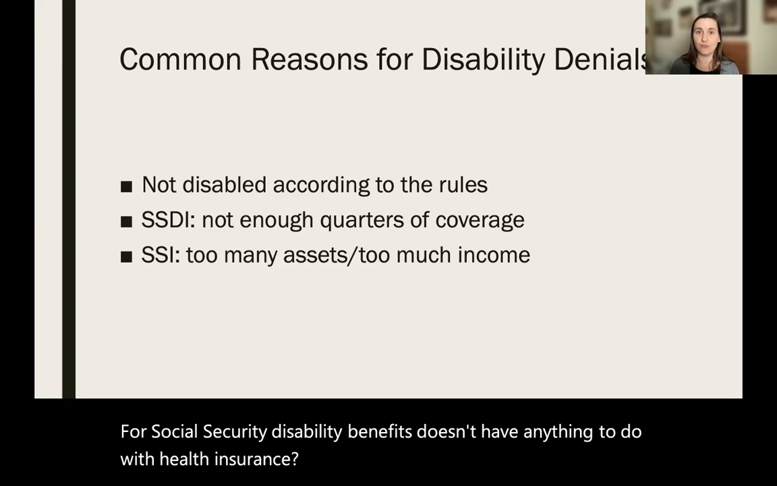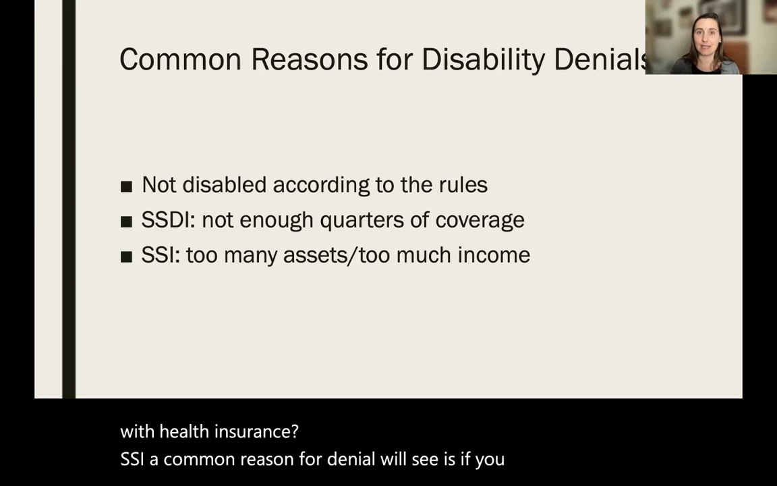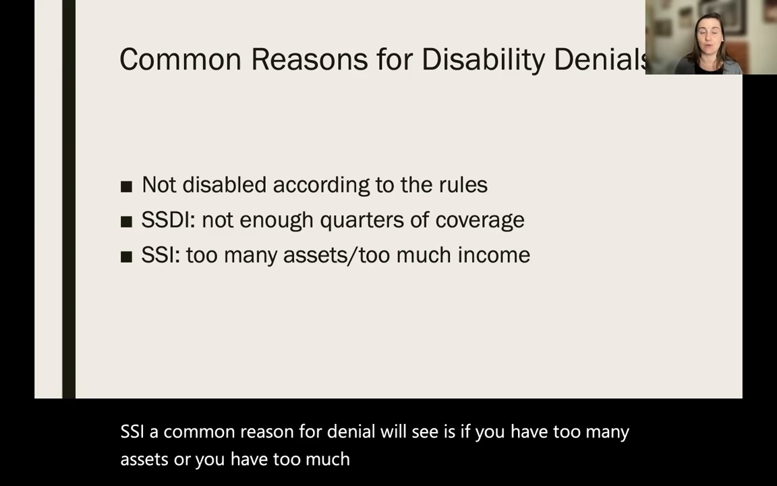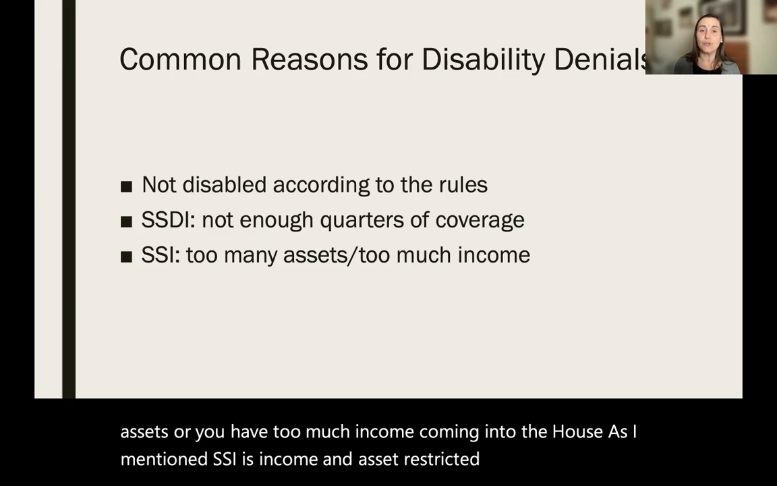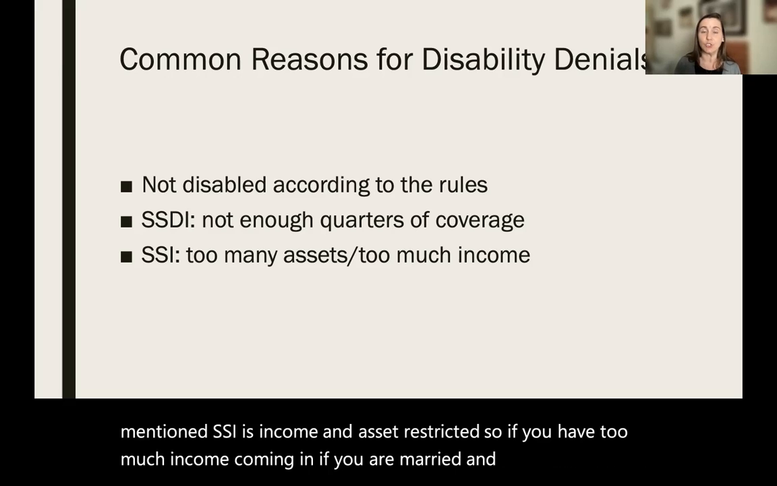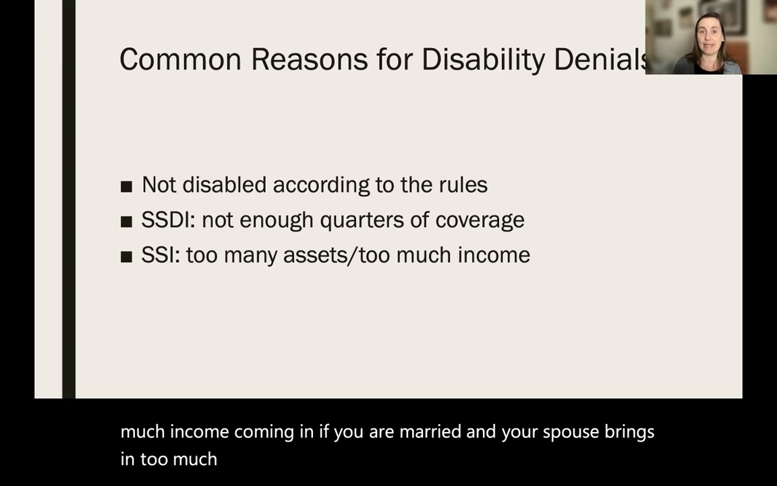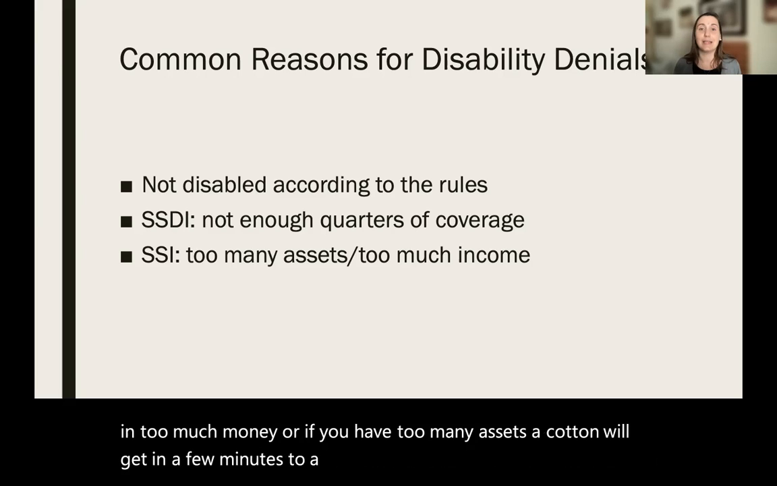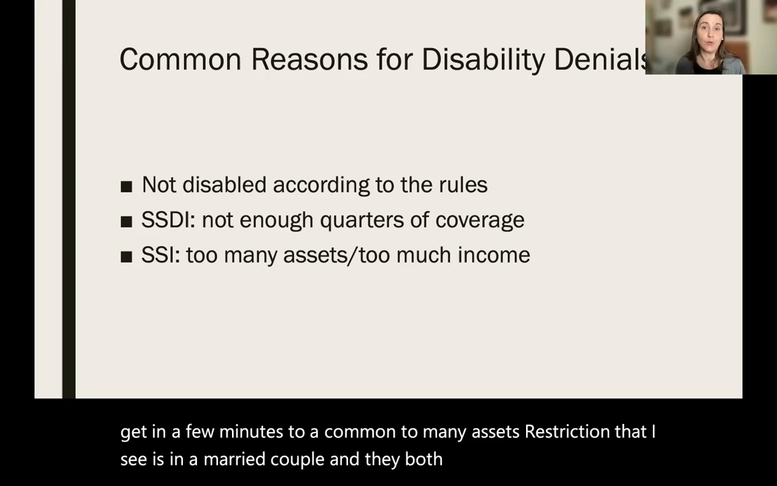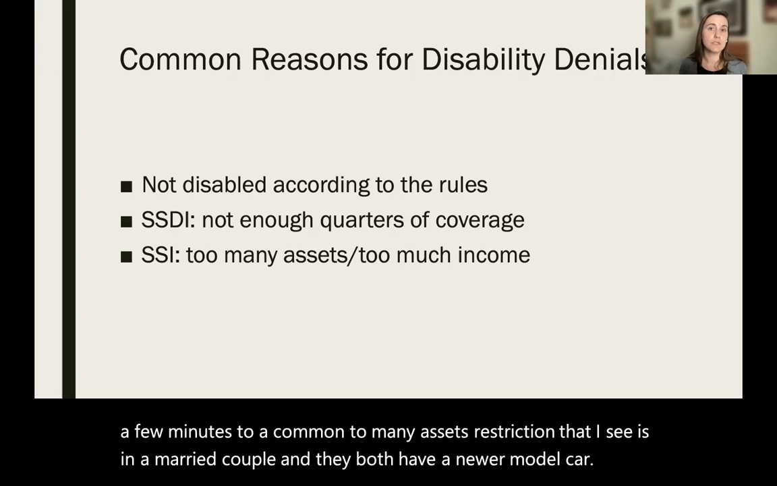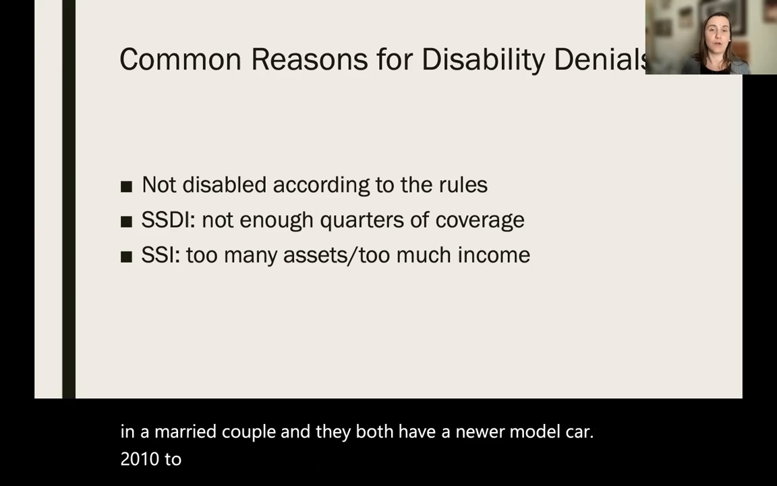SSI, a common reason for denial we'll see is if you have too many assets or you have too much income coming into the house. As I mentioned, SSI is income and asset restricted. So if you have too much income coming in, if you are married and your spouse brings in too much money, or if you have too many assets, and we'll get into this in a few minutes too, a common too-many-assets restriction that I see is in a married couple, and they both have a newer model car, 2010 or earlier. That is often enough to push you out of that SSI eligibility.